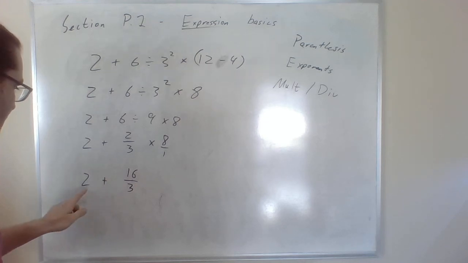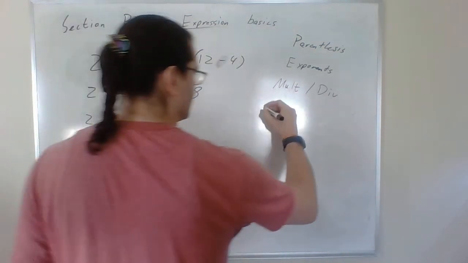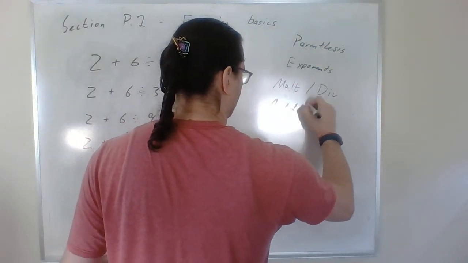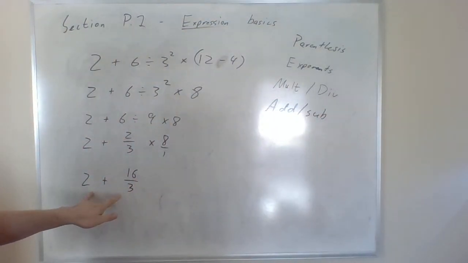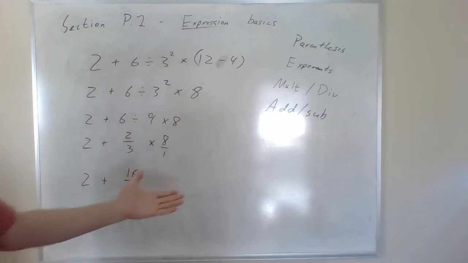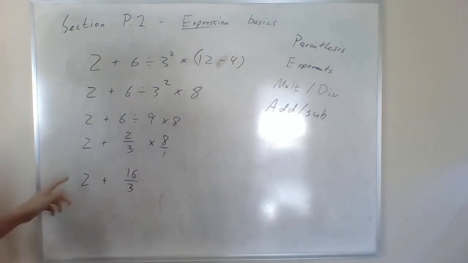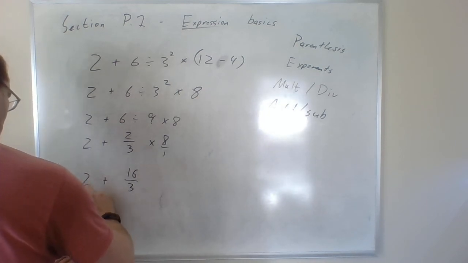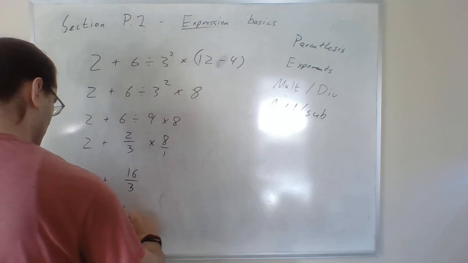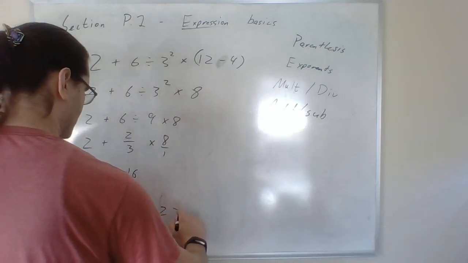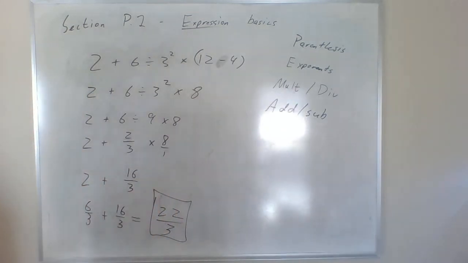So this 2, addition, subtraction. There's no subtraction here, so I don't have to worry about that. There's only one thing left, it's the addition. To add these things, I'm going to turn this into a 6/3 plus 16/3. I'm going to end up with 22/3 is my final answer here.